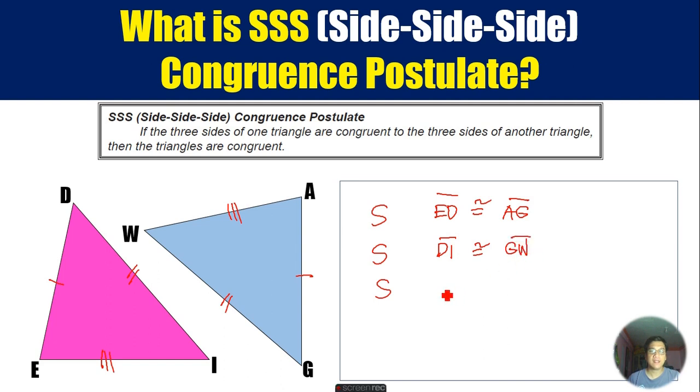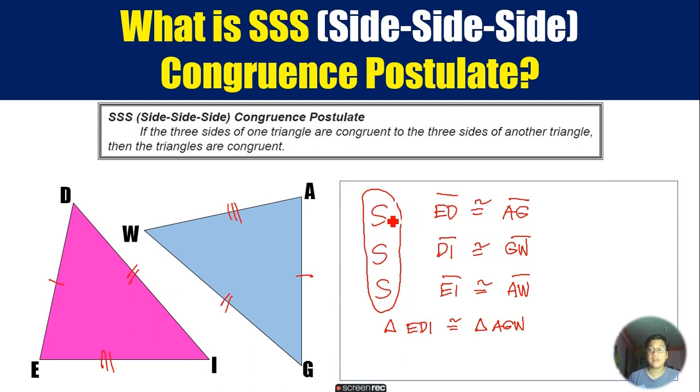So the last one is side EI is congruent to side AW. Alright, and you just name the two triangles that are congruent. So in this case, triangle EDI is congruent to triangle AGW by SSS congruence postulate. Right, so that's how we illustrate two triangles that are congruent by SSS, the side, side, side, congruence postulate.